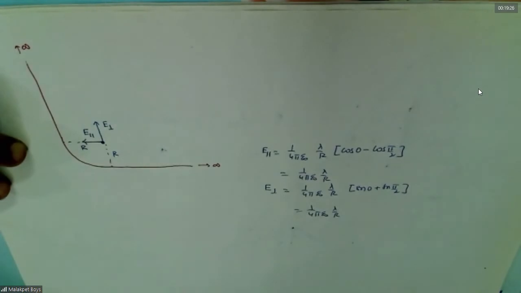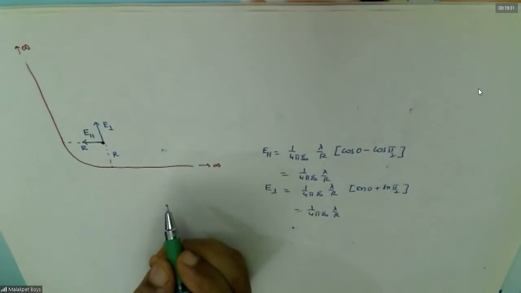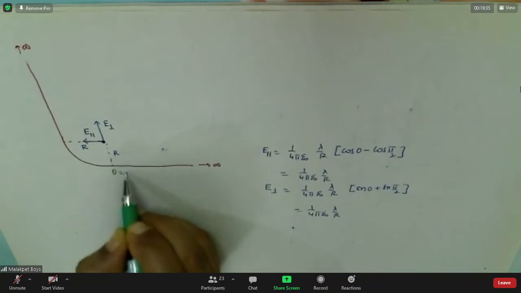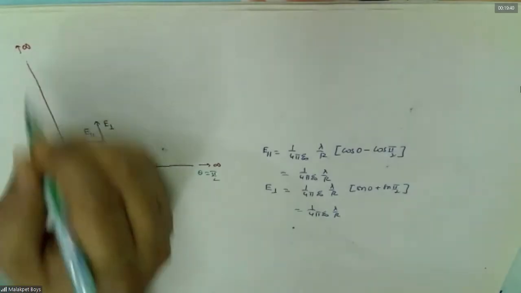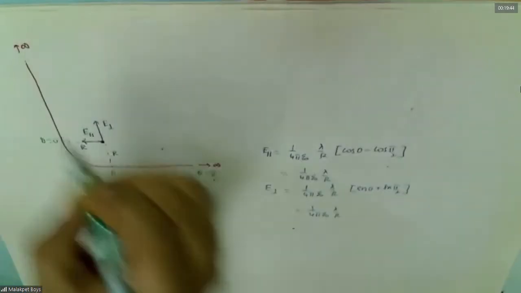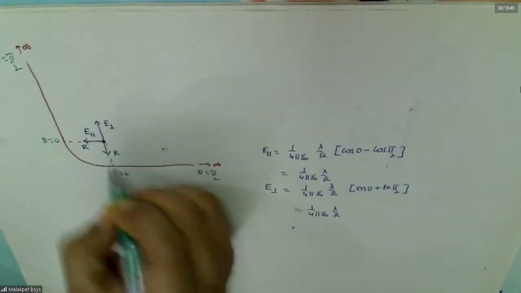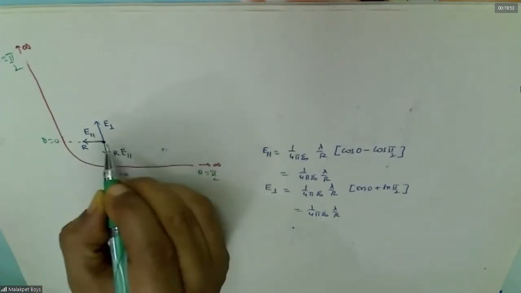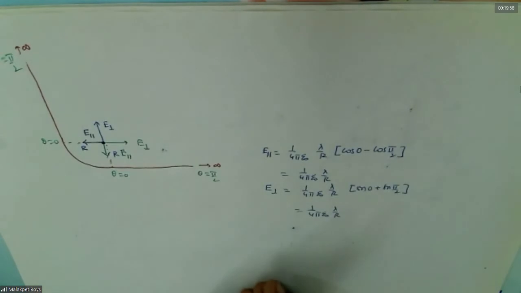Agreed? Sir, which angle to take first in the cos one? This side, no? What is the angle it makes here? Theta is 0. Theta is pi by 2. I was telling you that only, no? For example, you take this part: this is theta equals 0, this is theta equals pi by 2. So when you're taking like this, take E parallel, and this one is perpendicular. Same thing you'll get. Agreed?